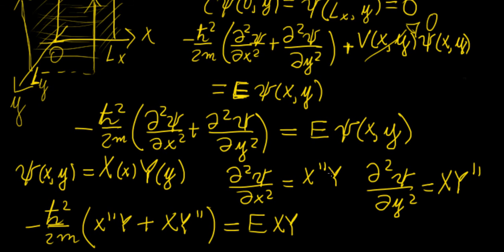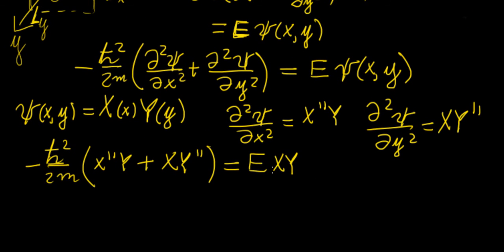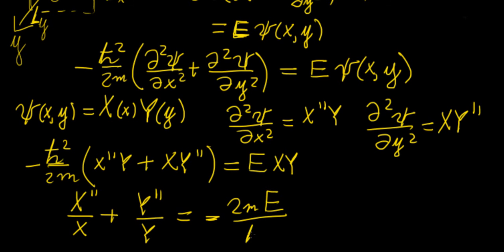And now we're going to divide both sides by this same function, and I'm going to move this to the other side, so we're going to get x double prime over x plus y double prime over y equals minus 2mE over Planck constant squared.